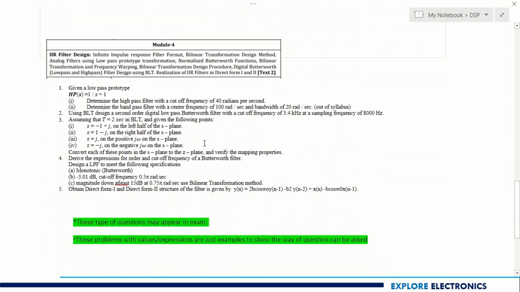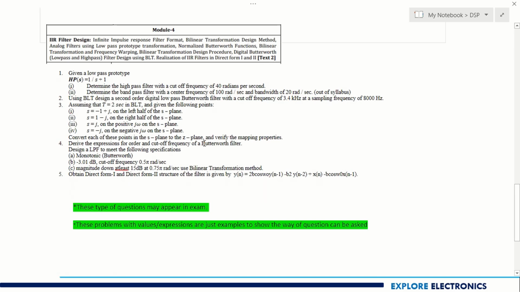Let us go to module 4. In module 4 again, it is IIR filter design. Here the low pass prototype is given. Determine the high pass filter with this cutoff frequency, and determine the band pass filter with this center frequency. These questions may be asked.